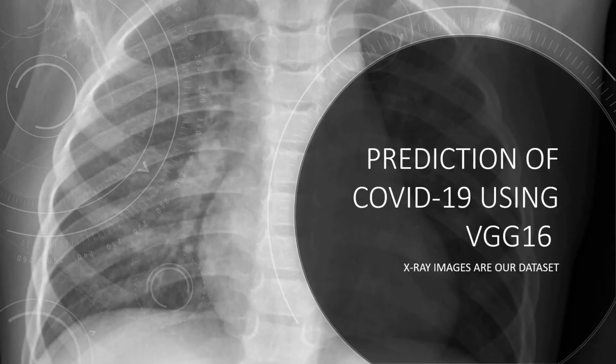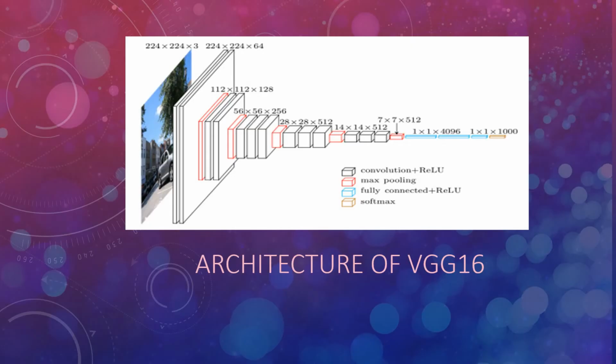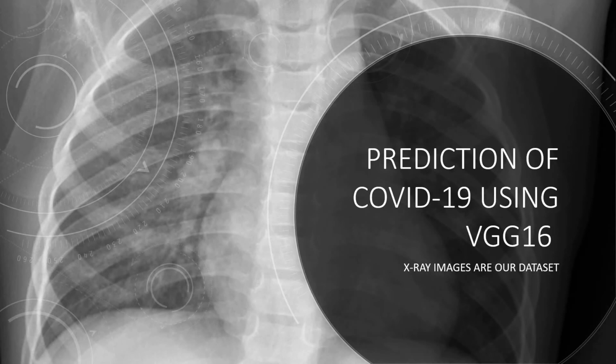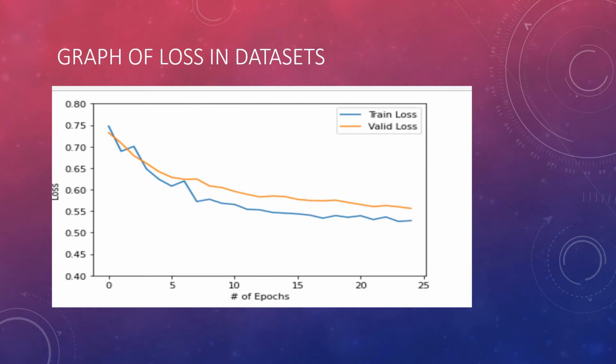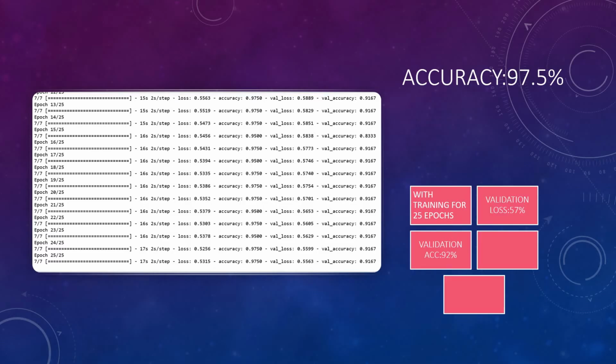The architecture of the convolutional neural network we have used is VGG16. Our dataset consists of X-ray images. This is the graph of loss we have obtained during training, and these are the results we have obtained.